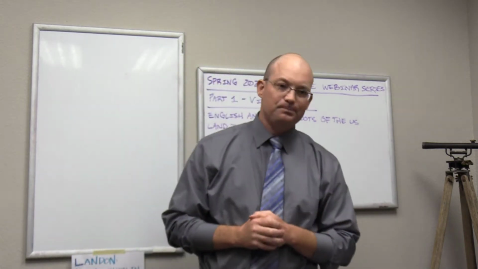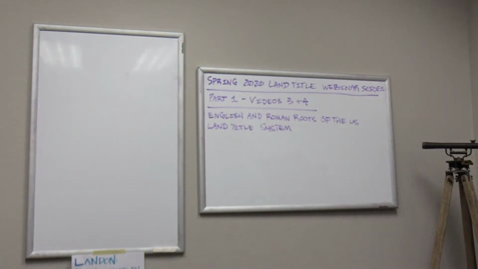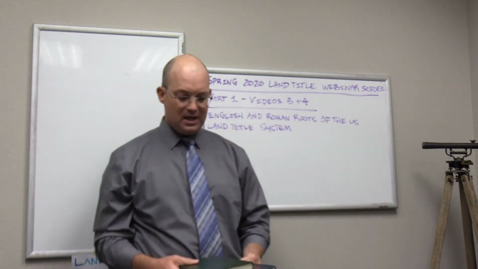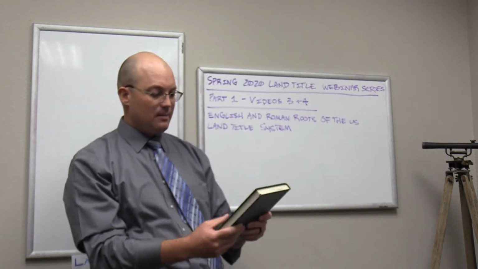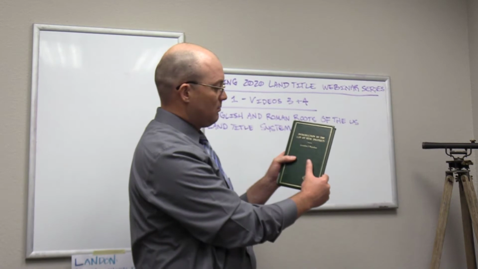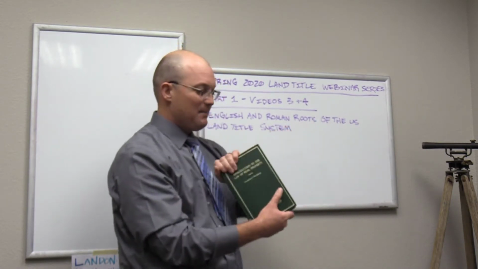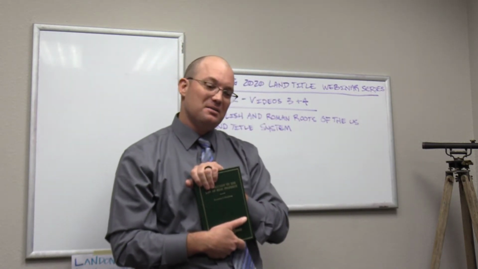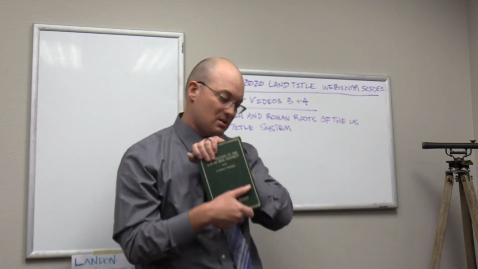So this is important. I've actually got a book that I want to show you. Most of the information that we're going to talk about today comes from this book, An Introduction to the Law of Real Property, by Cornelius Moynihan. It's an old book, but it's the best summary I've found to date on the English roots of the U.S. real property system and the land title system. So it's a good book.